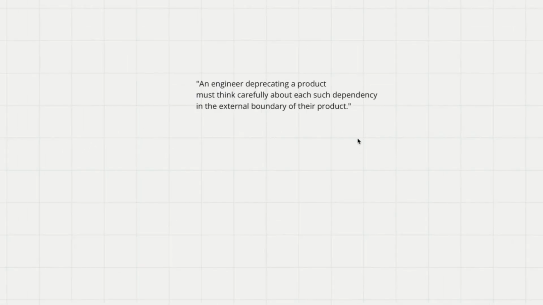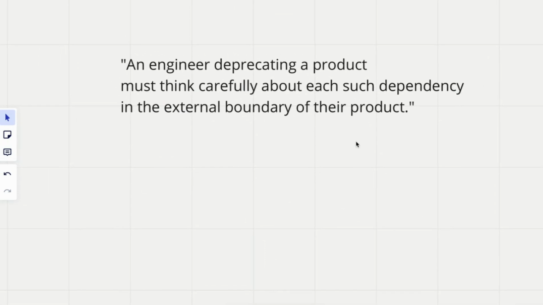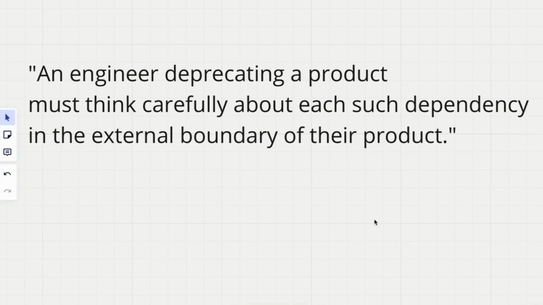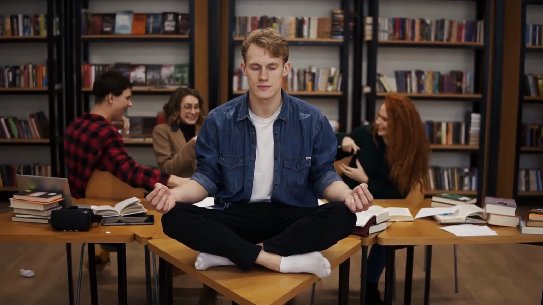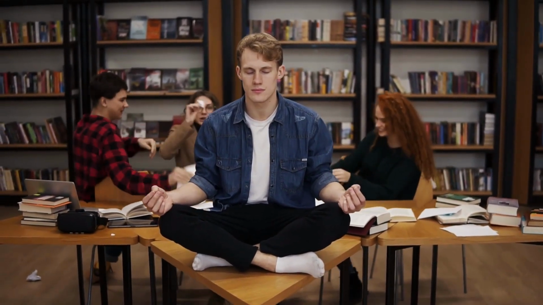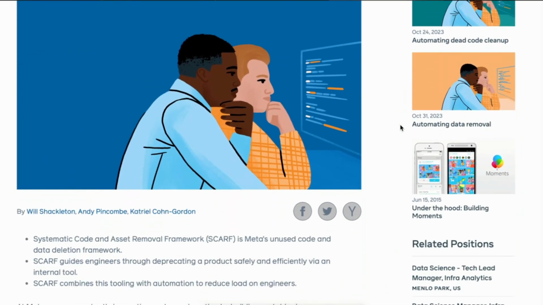It's not just about deleting lines of code, it's a meticulously crafted framework that ensures safe and efficient removal of obsolete components. Think about it. What if we remove something that's still in use? Chaos, right? So, SCARF helps engineers at Meta avoid that. They've got a three-part blog series that explains this process.